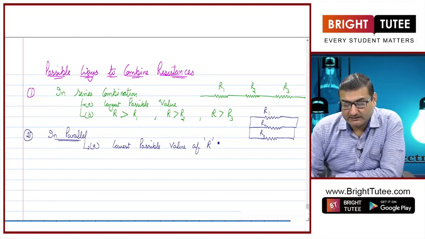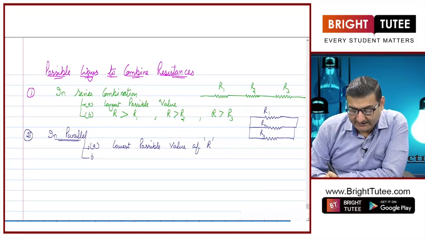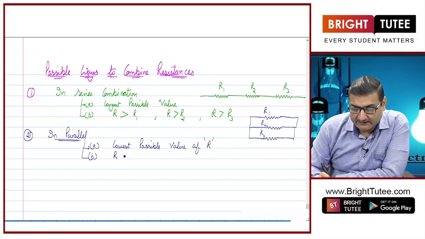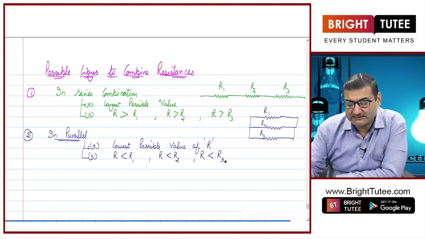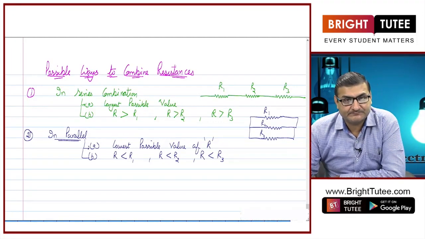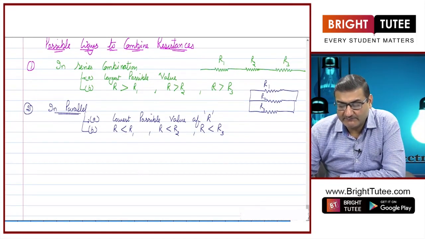I need to get the lowest possible value of R. Second thing, when I am connecting them in parallel, I will find that the total resistance is always less than any individual resistance, that is R will be and should be less than R1, it should be less than R2 and R3, right. So, these are the two things that I am already aware of.